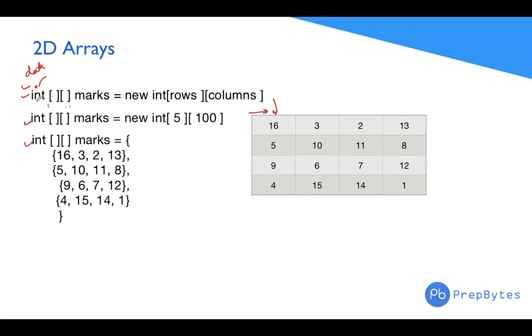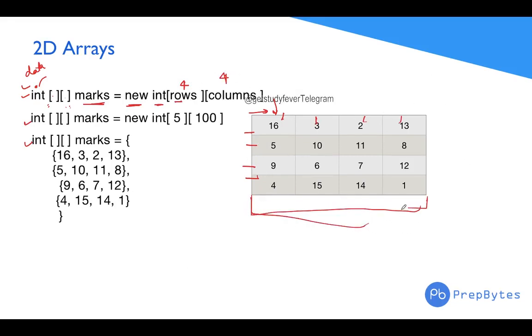So we will have, again I'm repeating, data type, brackets, name of the array, and then we'll have new, and then again data type, and then the number of rows, that is, how many rows we have. So here we have 1, 2, 3, 4 rows, and we have 1, 2, 3, 4 columns. So let's say I add one more row here. So if I add one more row here, what do we get?